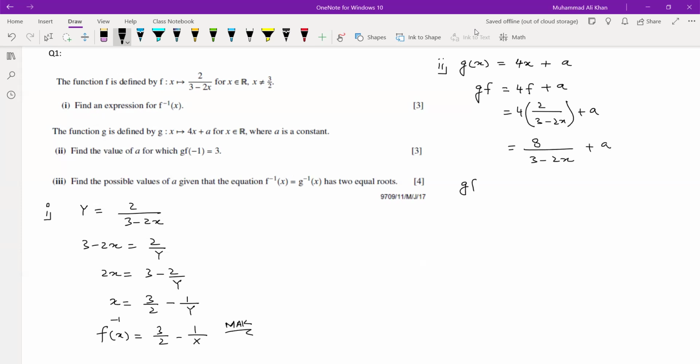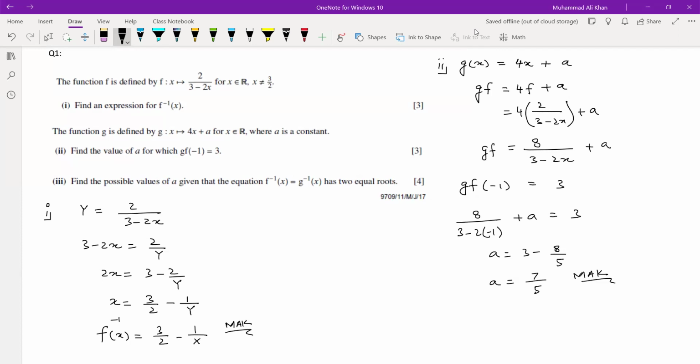Now, after that, the condition is gf minus 1 equals to 3. If we put minus 1 in the function gf, what will the result be? The result is 3. Replace x with minus 1. So it will be 8 over 3 minus 2 times minus 1, plus a equals to 3. 8 over 3 plus 2, 5. So a equals to 3 minus 8 over 5. 5 3s are 15. 15 minus 8 is 7. 7 over 5 is the value of a. Are you clear? Any confusion?